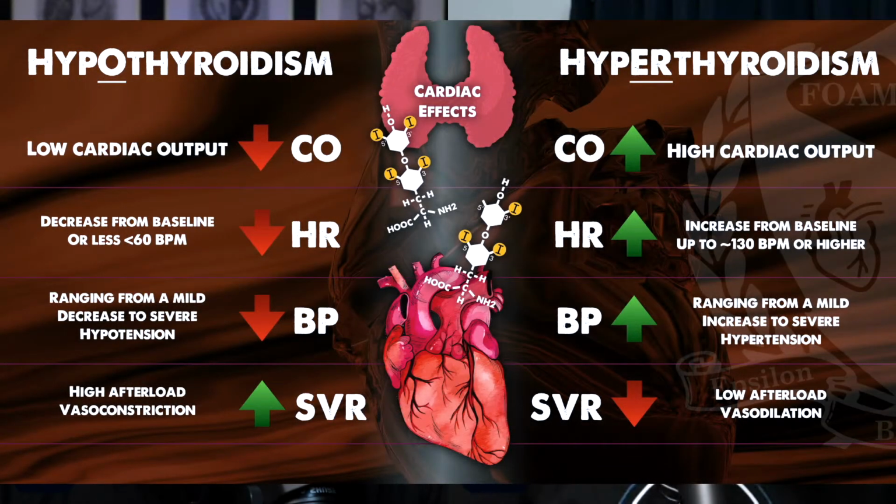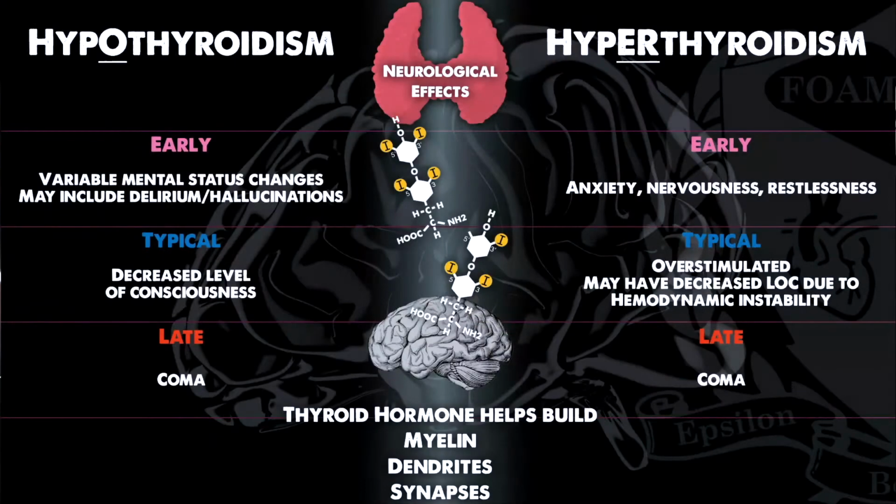So I'll do the same thing we did with the hypothyroid. I'll bring the cardiac one up, and you can probably guess what this is by now. Increased cardiac output, increased heart rate, increased blood pressure, but they actually have low afterload because of that paradoxical thing with the peripheral, systemic vascular resistance. So the cardiac system is mostly amped up like crazy. The neurological system: anxiety, nervousness, restlessness, the typical presentation for these hyperthyroidism patients, overstimulated.